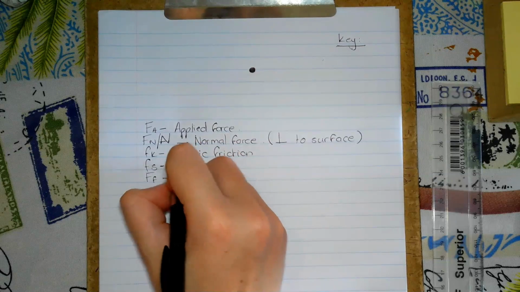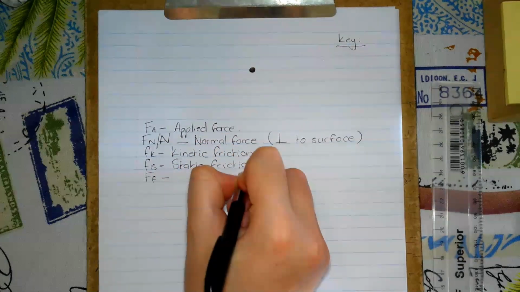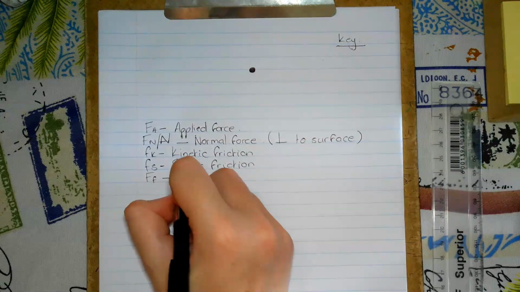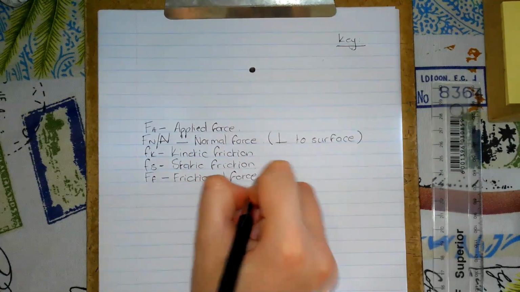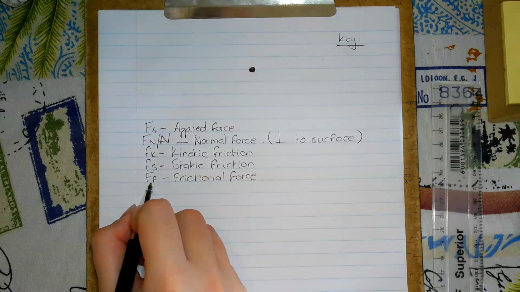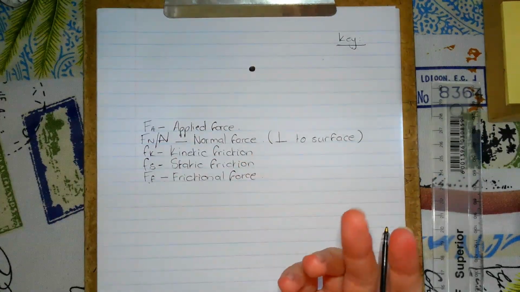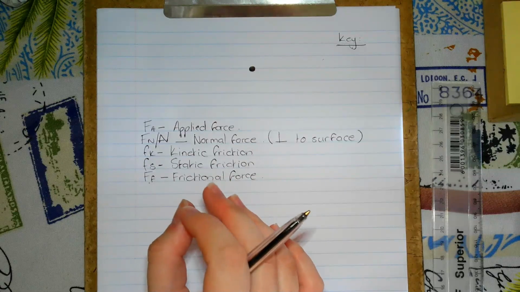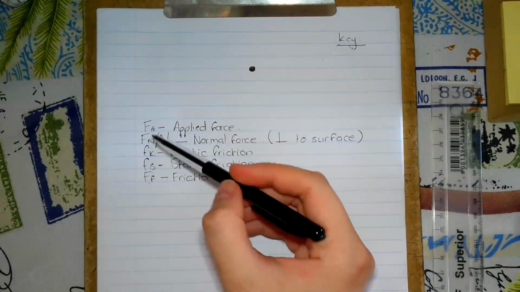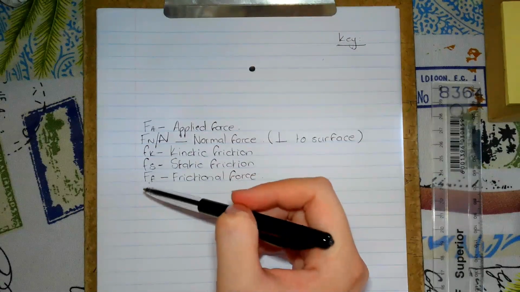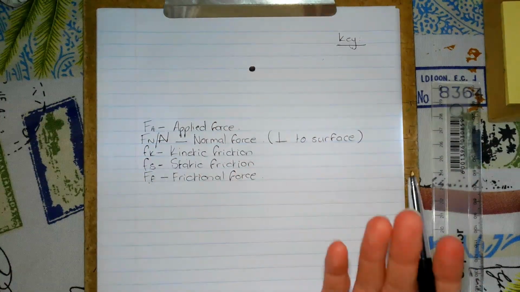Fs is static friction, and then FF is just frictional force. Now, I don't recommend using the FF because that's a very general term. It's just saying there's friction present. But they do like you to be specific about what type of force is present. So you either have a kinetic friction or static friction. Plainly put, kinetic means moving, static means not moving.